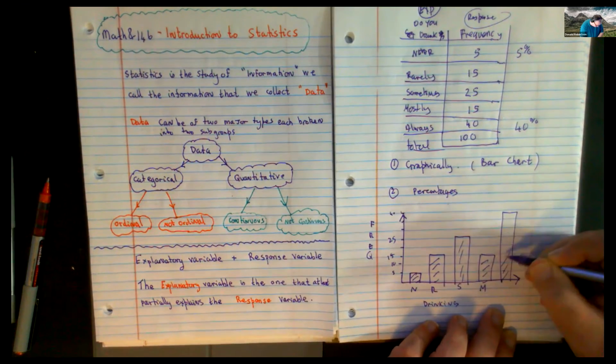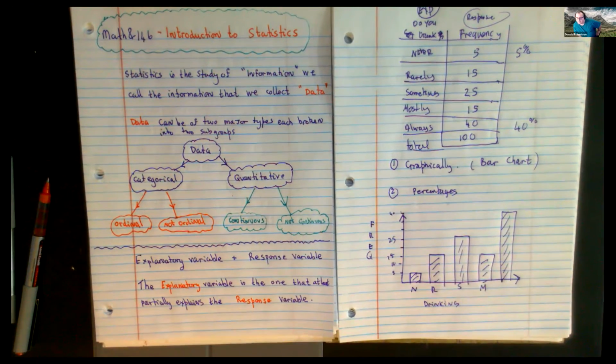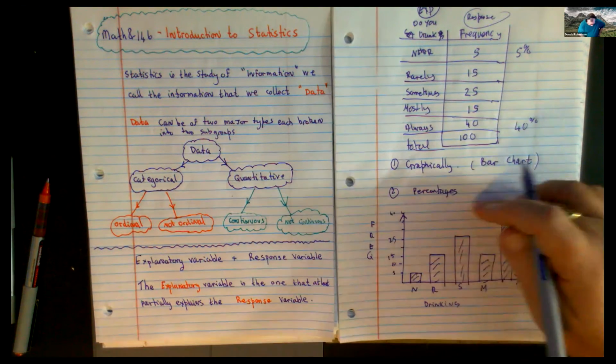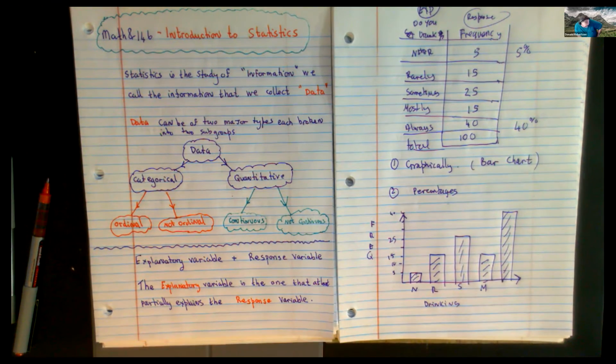Are you all quite comfortable about what a bar chart looks like? And you can put some heading out here like percentage or frequency of people and how drunk they get.